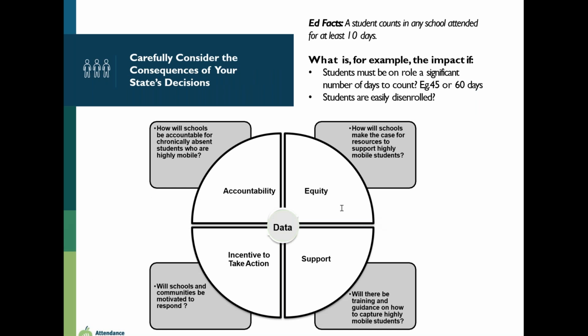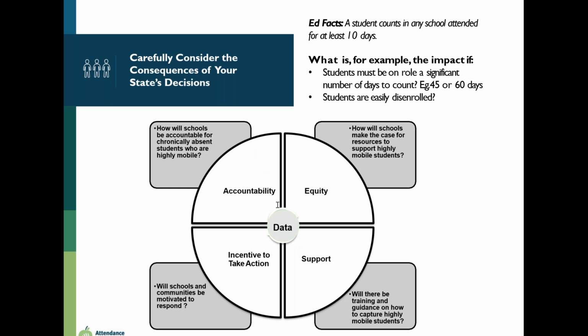As your states are figuring out what they count and how they count, given that there has been a longstanding look at equity issues and how that gets played out in policy, I wanted to give you an example. If you don't know where your state is around defining these mechanisms, you might want to find out where it is and think about the impact of state decisions on particular issues, both the accountability, equity, the kind of support you're going to need to provide, and incentive to take action. Let me give an example.